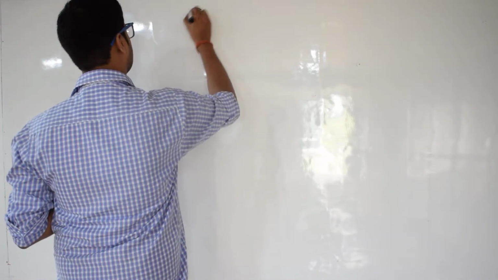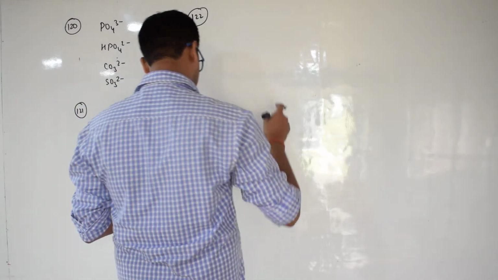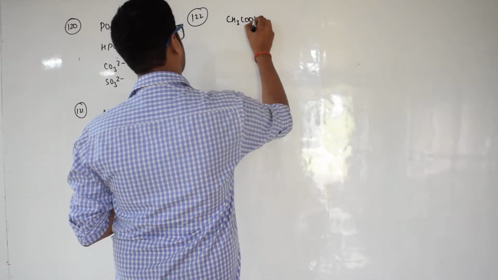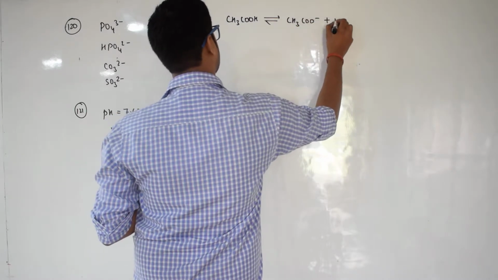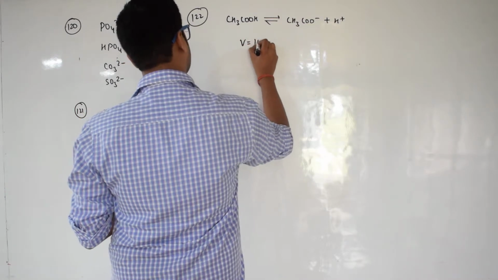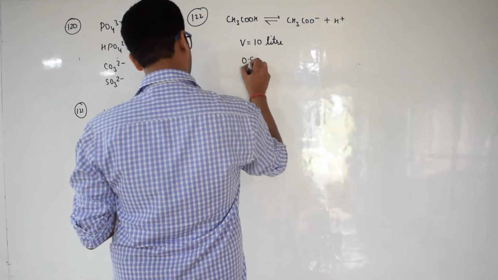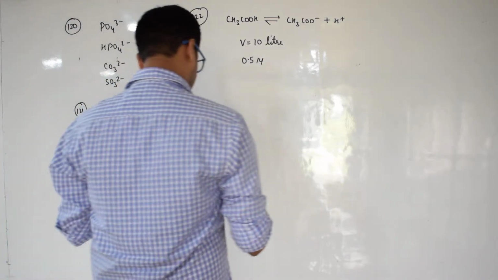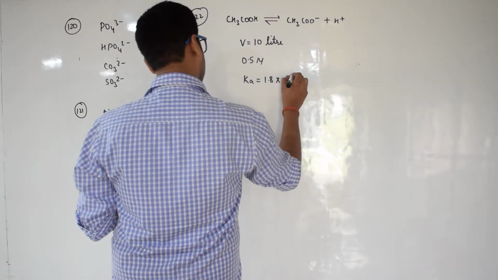Question number 122. To what volume of 10 liter of stick be diluted to double the hydroxide ion concentration? We have acetic acid and it can be hydrolyzed as acetate ion and H plus ion. We have volume of 10 liters and molar concentration of 0.5 molar, and Ka is given to be 1.8 into 10 raised to power minus 5.